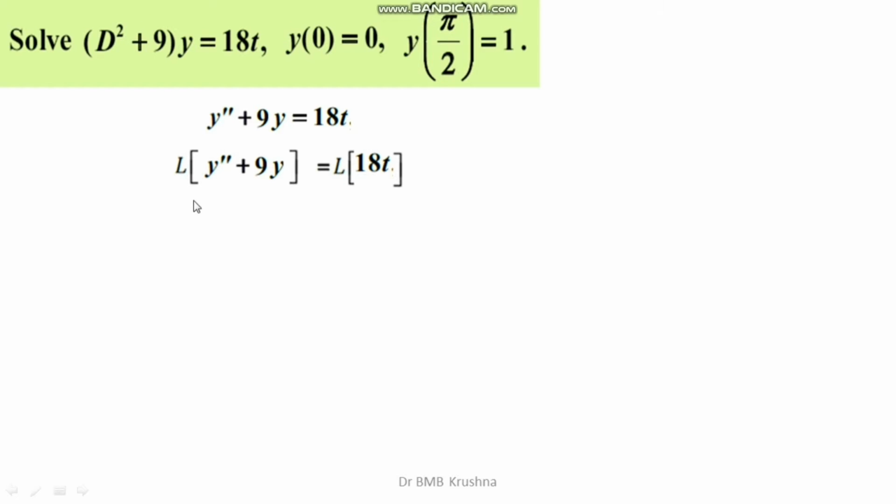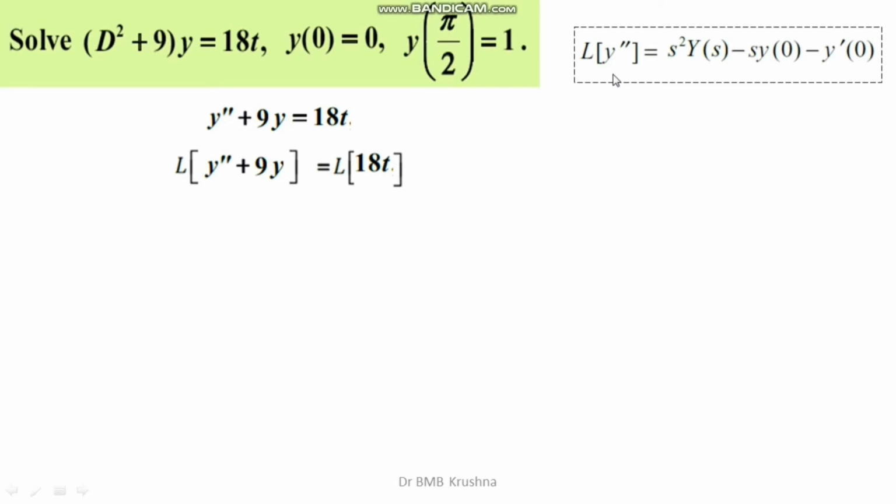We know that Laplace transform of the second derivative is s square Y of s minus s y(0) minus y dash of 0. The parameter s is in ascending order, while the conditions are in descending order. So it is a second order derivative, it needs two conditions. They are y(0) and y dash of 0.